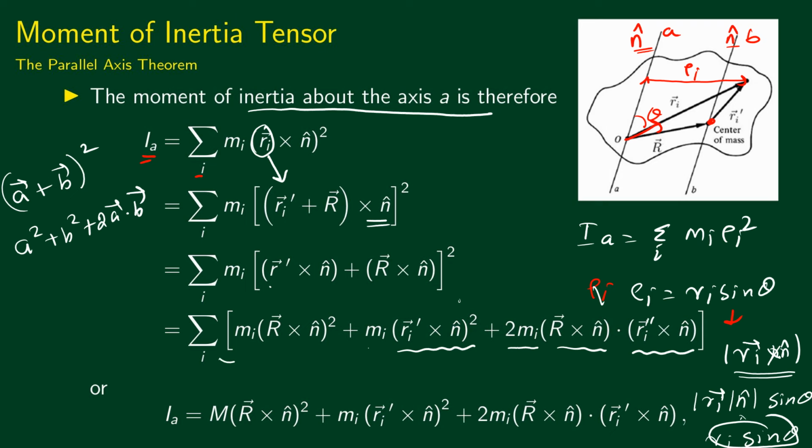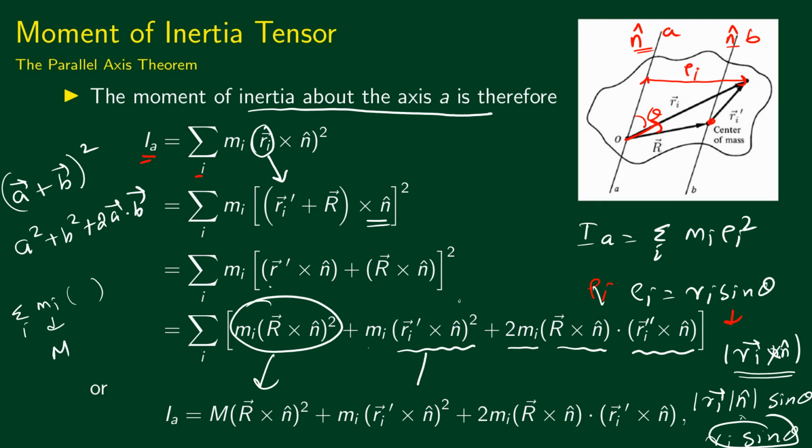Now we can carry out the summation easily over the first term, because in this first term, this R cross n hat does not have an I index. So we are simply summing over mi multiplied by some number. And sum over mi is just the total mass of the rigid body. So here we can carry out the summation and write this as capital M (R vector cross n hat) square.